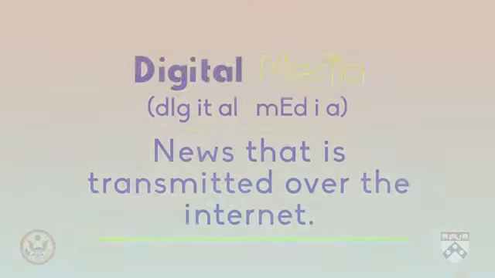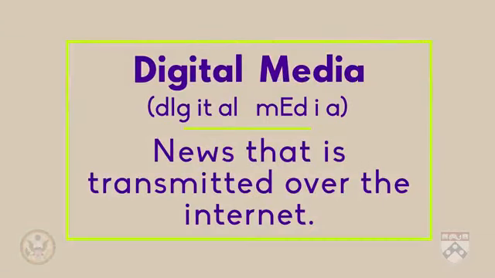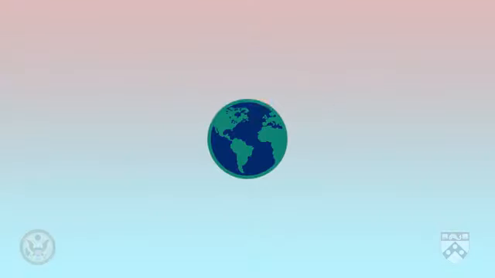Digital media refers to any news that is sent over the internet. It includes words, pictures, audio, and video. So, for example, digital media is a web page from an online newspaper or a video from a news channel. News and images shared through social networking sites like Twitter or Facebook are also examples of digital media.